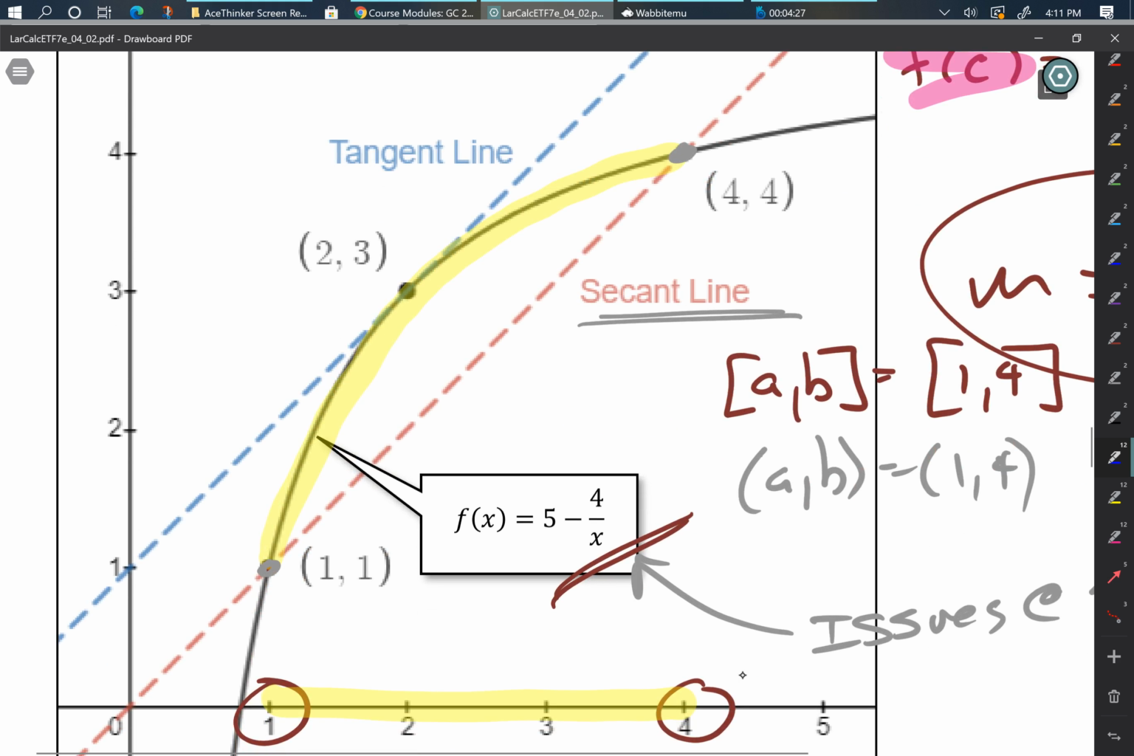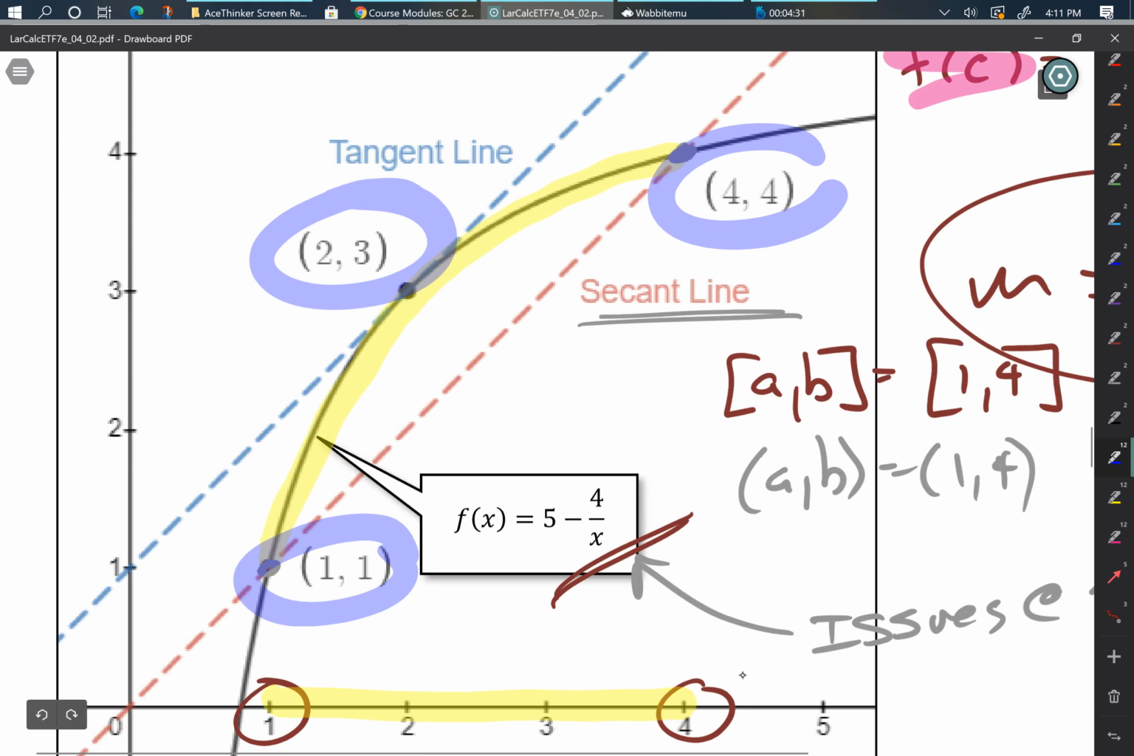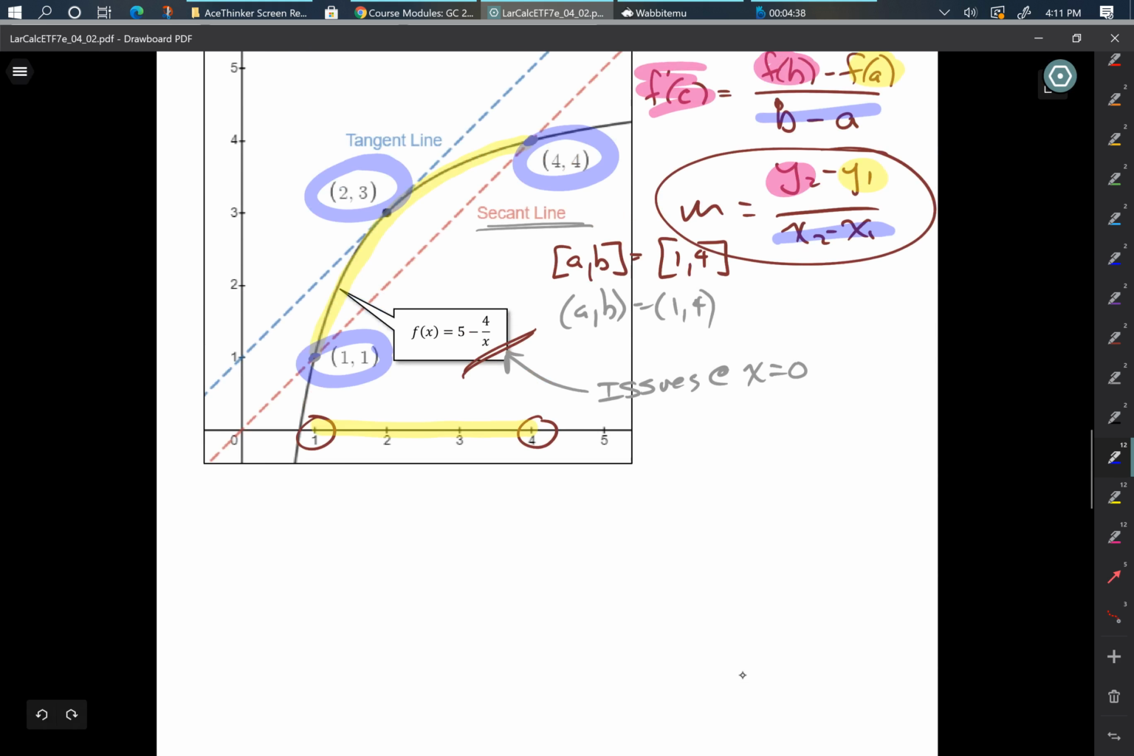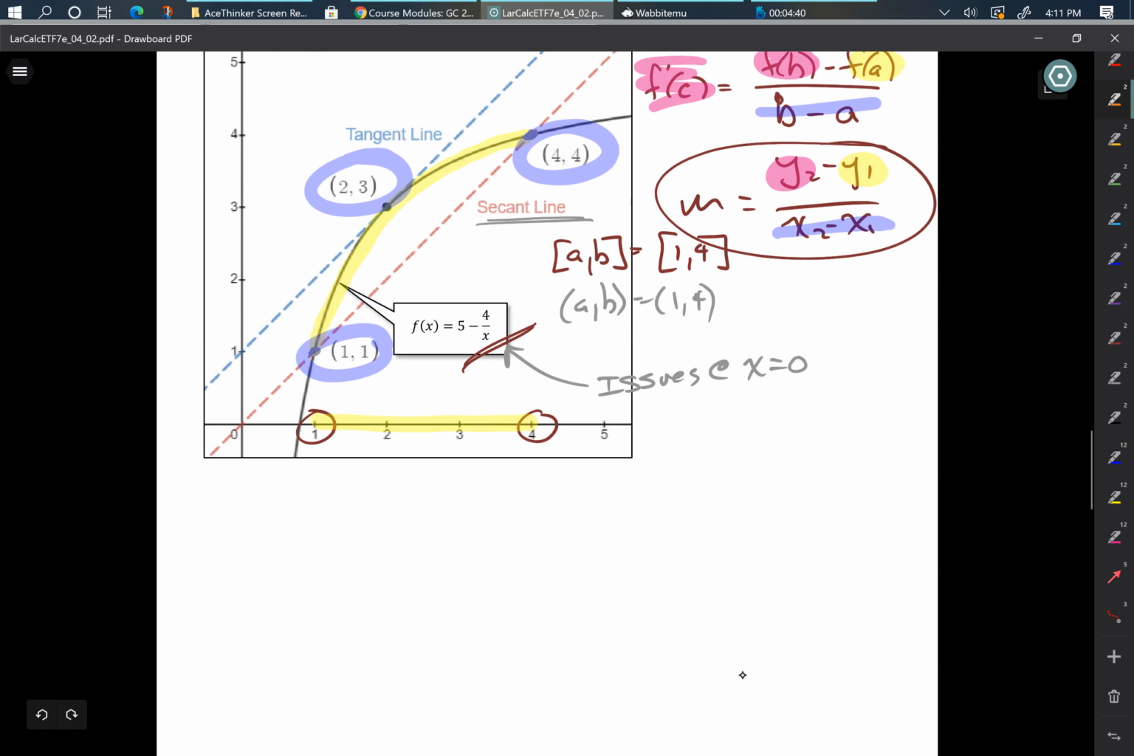For this function, the slope of the tangent line at the point (2, 3) is going to be the same as the slope of the secant line going through the points (1, 1) and (4, 4). Right? And I can verify that by using a little bit of calculus.